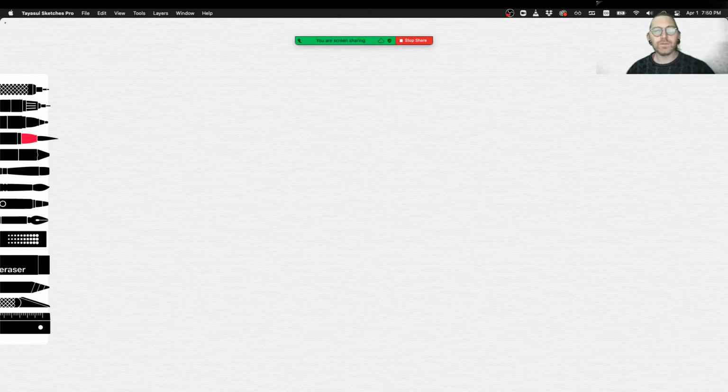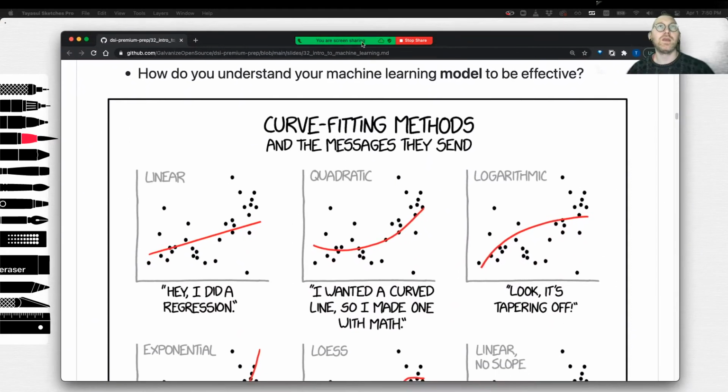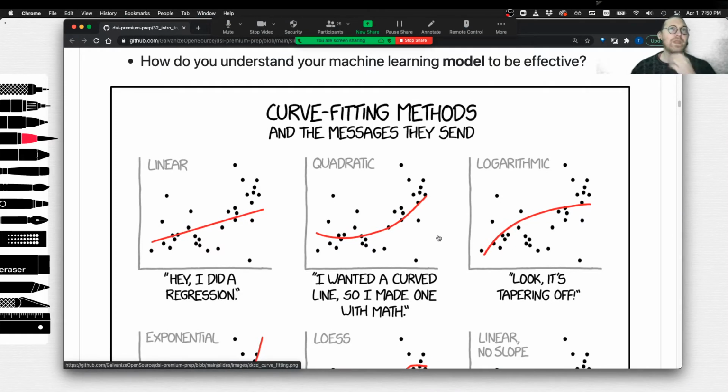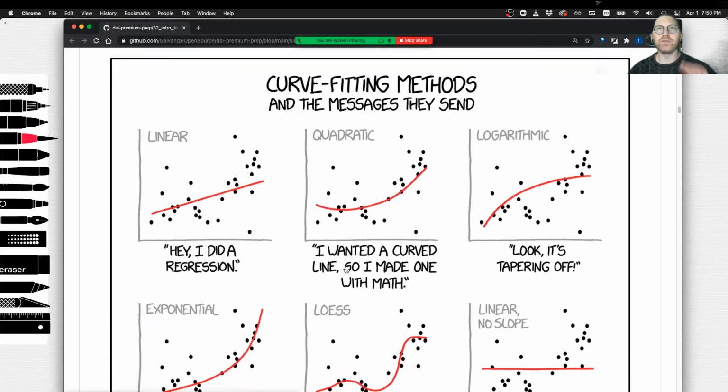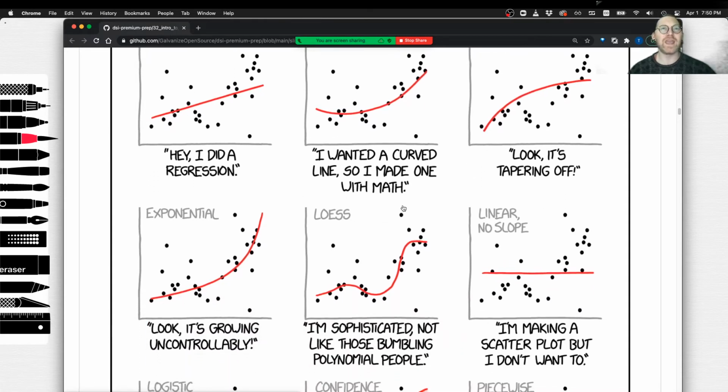So let's think about what it means for a machine learning algorithm to be effective. And I think this is XKCD, and they can be really funny sometimes. This is one of my, I kind of love this, because if you notice, these are all scatter plots. In every one of these scatter plots, these are the same dots, right? And these are all different lines that are fitting these scatter plots. And it's like, I did a regression. I made a curved line. All of these look reasonable in a way, right?